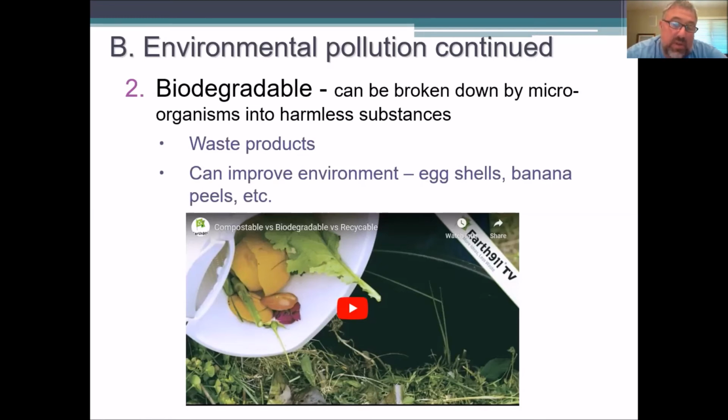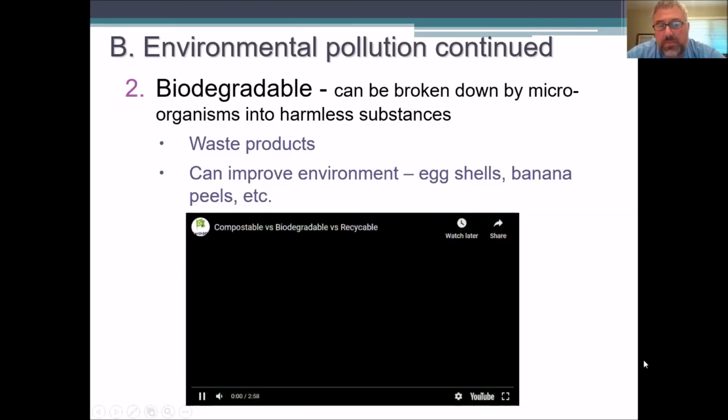And so, like for me and my family, anything that's vegetable, we compost. It's biodegradable. It's broken down, and then we use it for our soil in our garden. The meat products usually don't last that long because my dog gets a hold of it and she consumes most of that, which she's pretty happy about. But yeah, and then recyclable is to reuse it. So I thought I'd show you this.